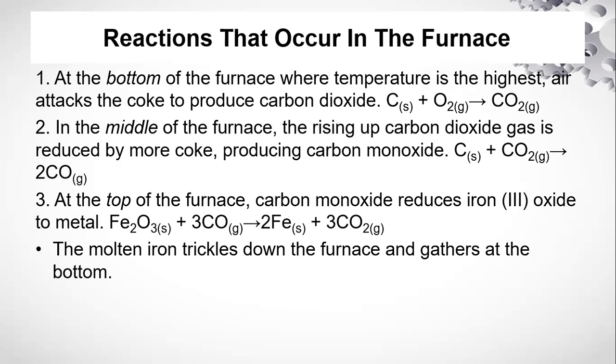This is the blast furnace. First, at the bottom of the furnace, where the temperature is the highest, air attacks the coke to produce carbon dioxide. As you can see, carbon plus oxygen gas leads to carbon dioxide. While in the middle of the furnace, the rising carbon dioxide gas is reduced by more coke, producing carbon monoxide.